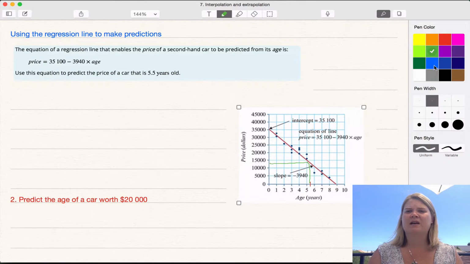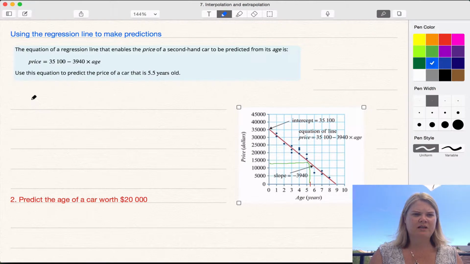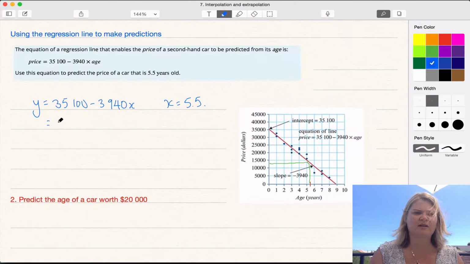If we're trying to do this in a very accurate way, we need to make sure we use the equation. So our equation is, I'm going to write it in y equals form, 35,100 minus 3940x. We're trying to find the price of a car that's 5.5 years old, so x equals 5.5. So we just substitute that into the equation: 35,100 minus 3940 times 5.5, and this will give us the price exactly.